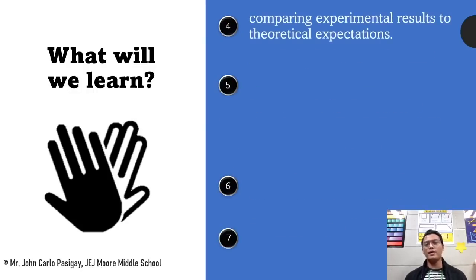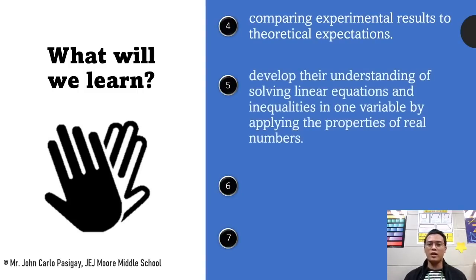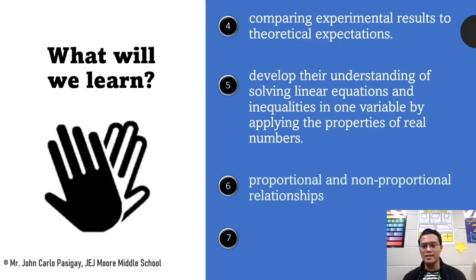Fourth one, comparing experimental results to theoretical expectations. This is somewhat probability. Fifth one, develop your understanding of solving linear equations and inequalities in one variable by applying the properties of real numbers. And this goes with the concept of algebra. Sixth is proportional and non-proportional relationships, and develop a concept of slope as rate of change.